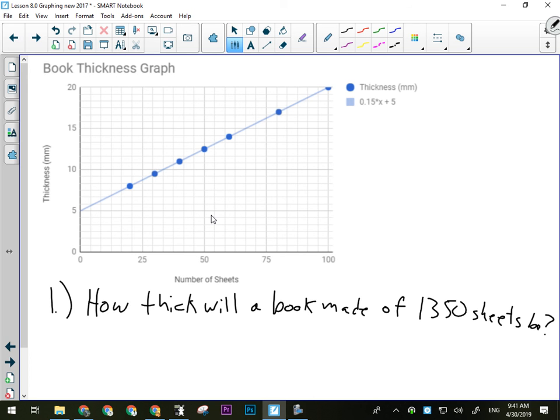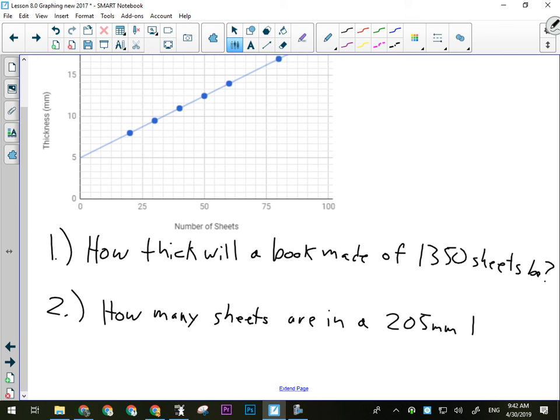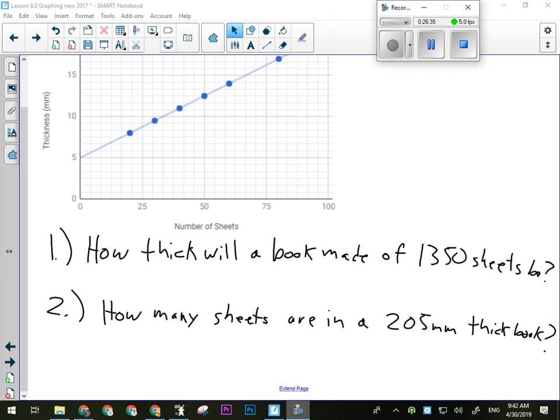Okay, I want you to calculate how thick a book made of 1,350 sheets will be. Okay, and I want you to calculate how many sheets are in a 205 millimeter thick book. All right, I'll give you a few minutes on those.